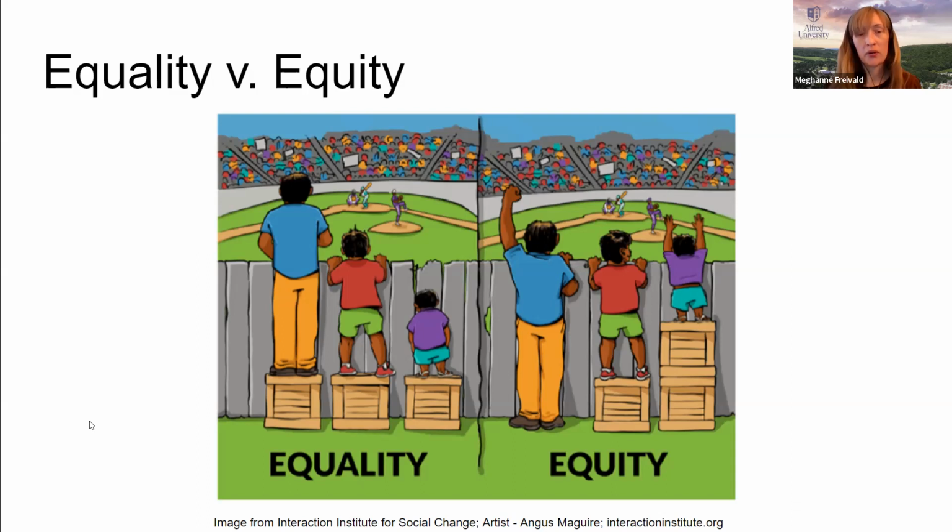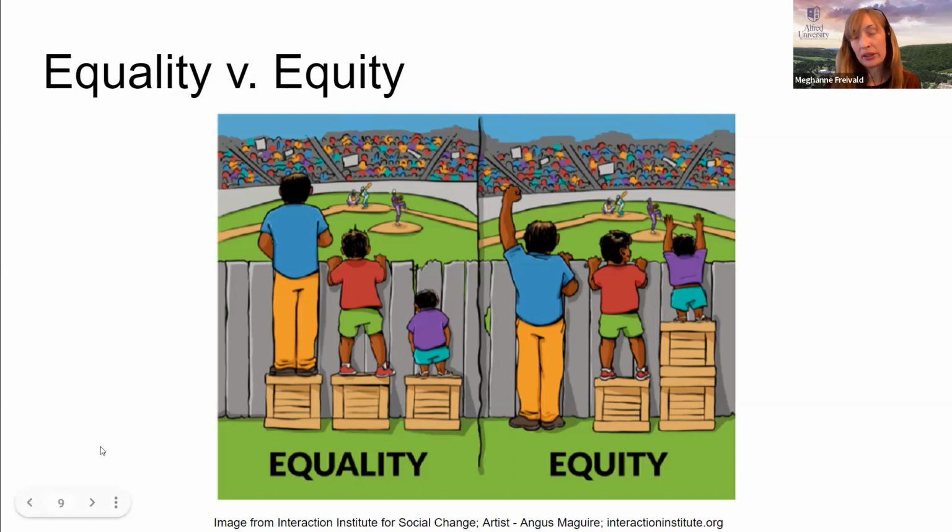And even though each person is given one box to stand on, we have our tall person who did not need the box in the first place. We have our medium height person who can see just fine with one box, but that one box still isn't quite enough for the shorter person. So even though everyone was given something, they were all given the same thing, it didn't really play into the exact needs of our individuals that we have here watching the game.